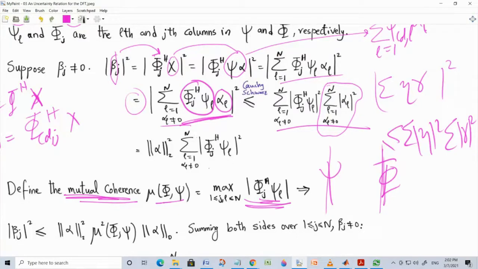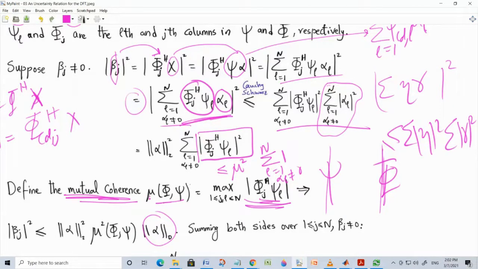The idea here is that rather than having this summation, we will take all those magnitudes squared and upper bound them by mu, the mutual coherence. So we upper bound those by the mutual coherence squared, and then you have a summation. How many terms does it have? It has a number of terms equal to the number of non-zero elements in vector alpha, and so it is this quantity.